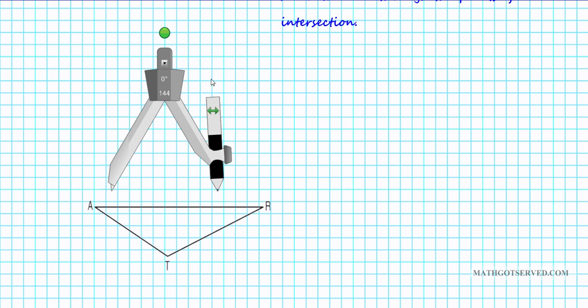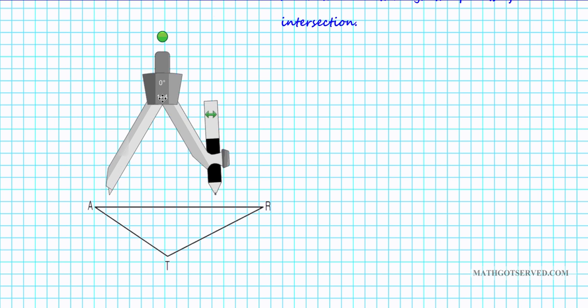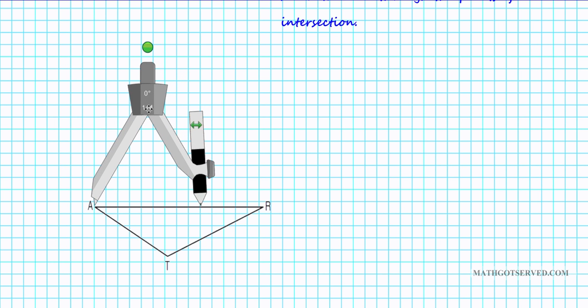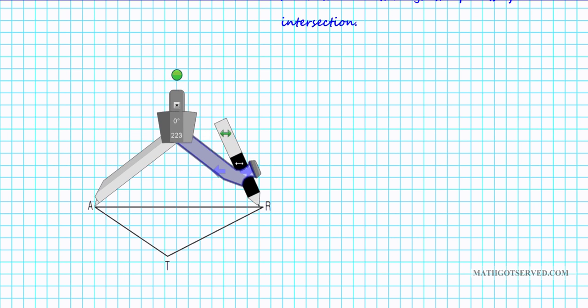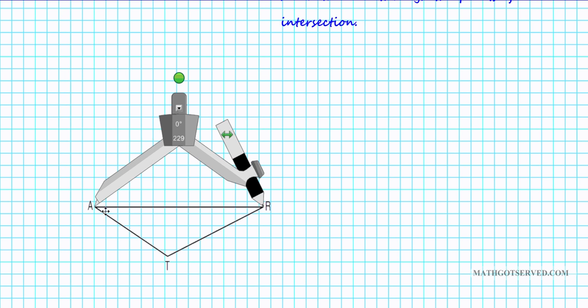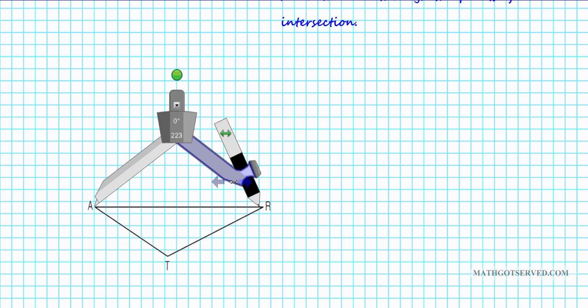All right, so let's say this is the triangle. We're bisecting side AR of the triangle. What we're going to do is put the tip of your compass on one point, and extend the tip of your pencil to the other point. So the span of this compass is the length of AR. That's basically how you set it up.